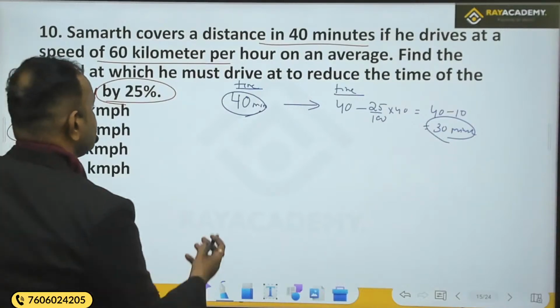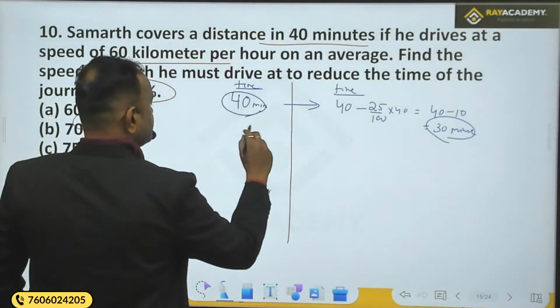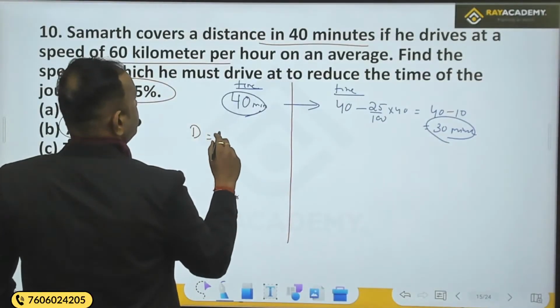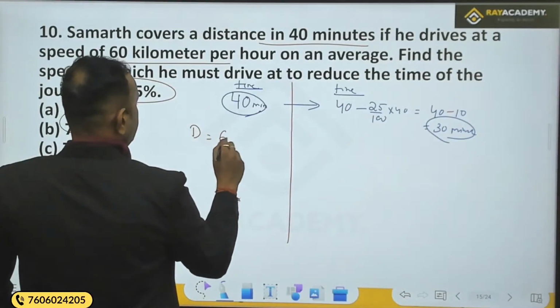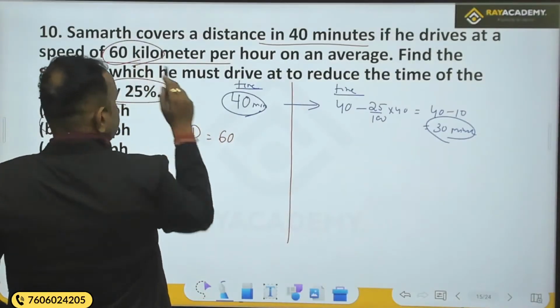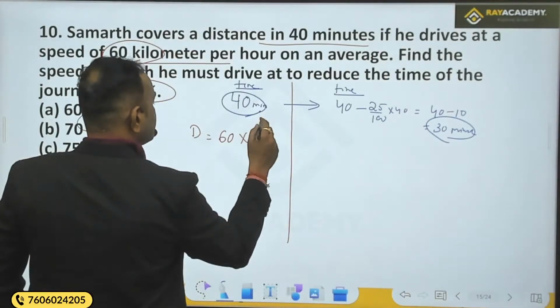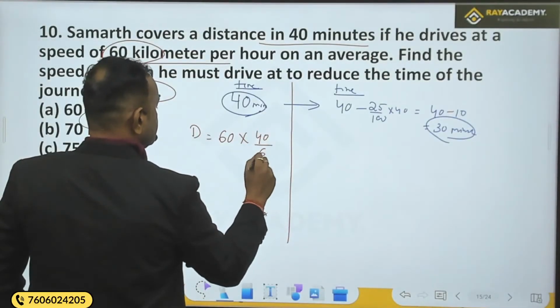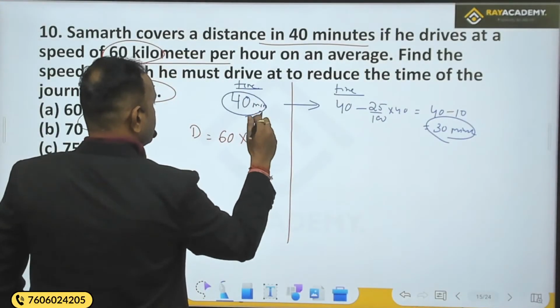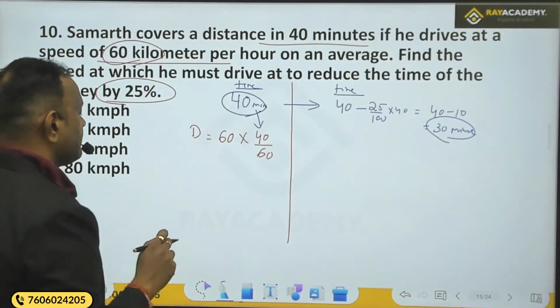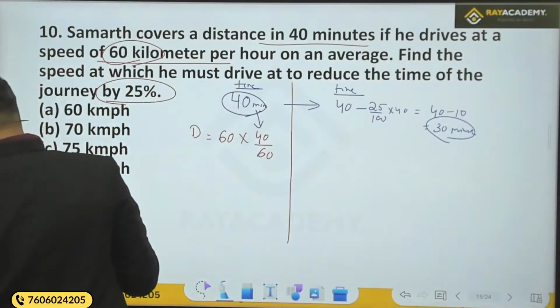Okay, same thing. The distance in both the scenarios is the same. So here the distance will be speed times time: the speed is 60 km per hour, so 60 into 40 by 60. Convert 40 minutes into hours, 40 by 60. Though it will cancel, my advice will be to always take care of the units.